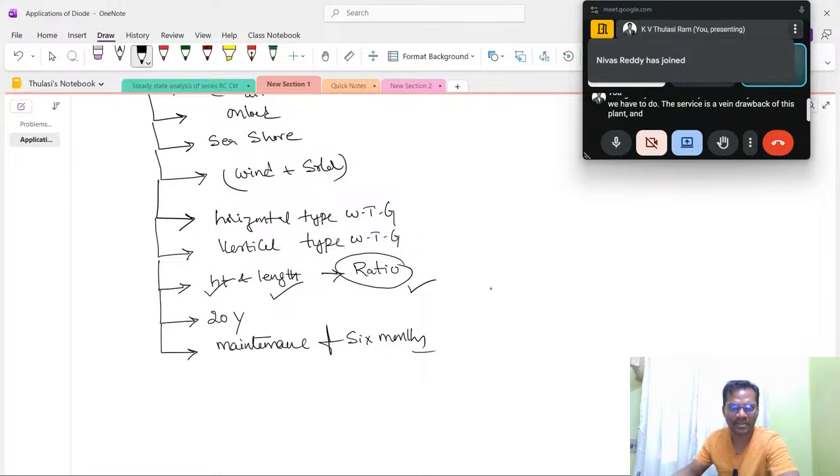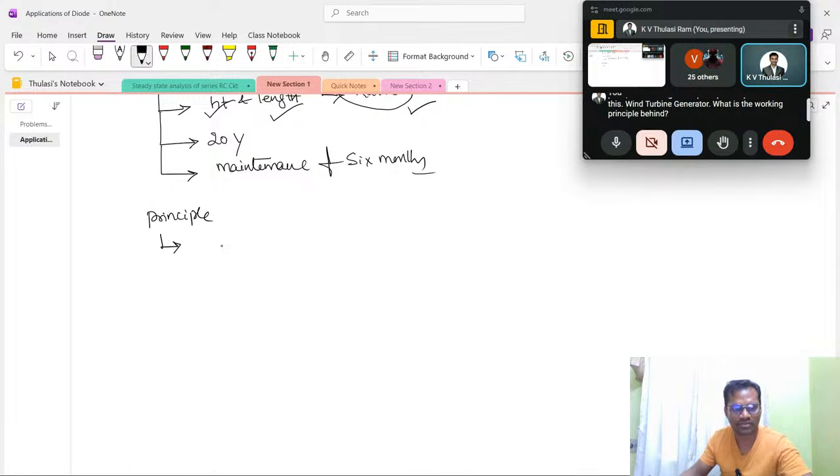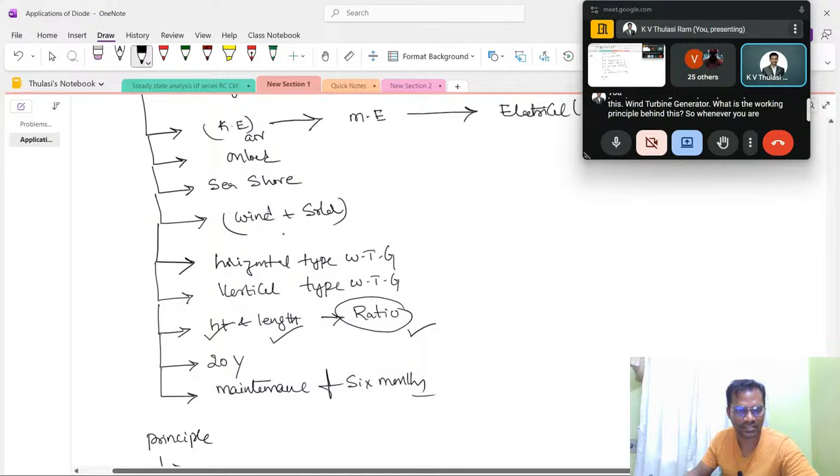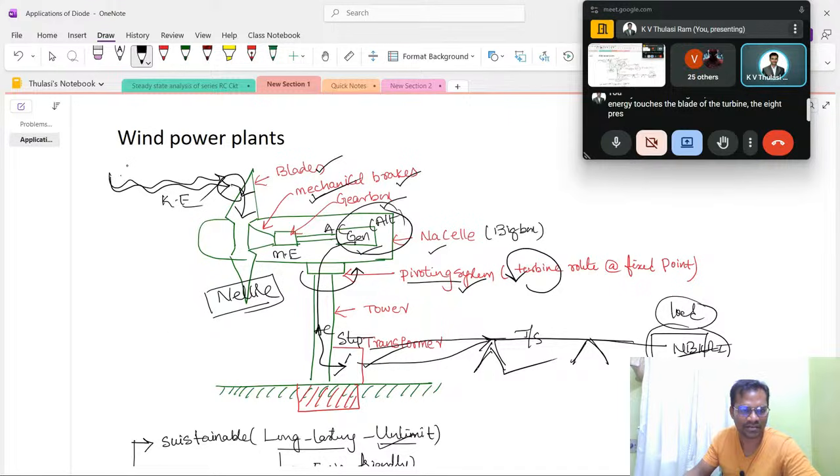Coming to the principle of operation of this wind turbine generator, what is the working principle behind it? You can directly see it in the diagram. Whenever the wind energy touches the blade of the turbine, the air pressure is not uniform. It is lower at this point and higher on the outside of the blade. So whenever the wind pressure is uneven, higher at one side and lower at another, automatically this uneven pressure will make our blade rotate, like how our fan rotates.